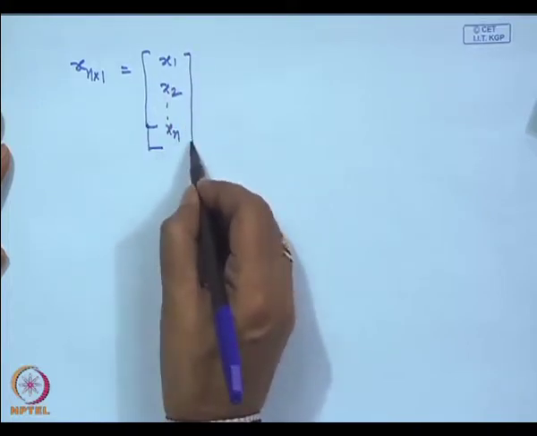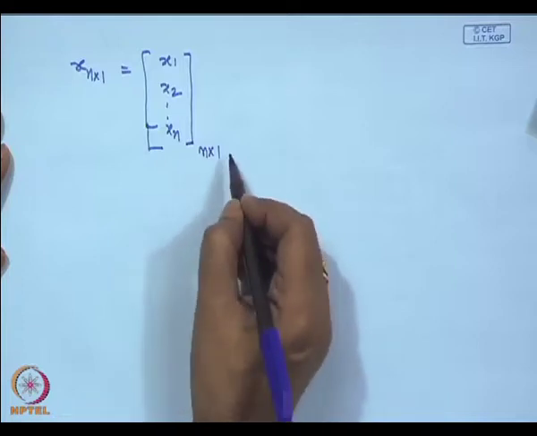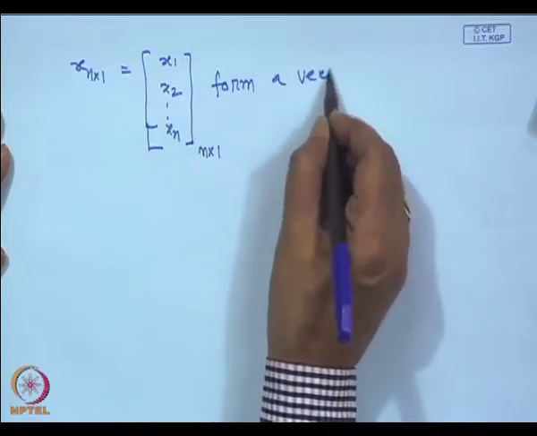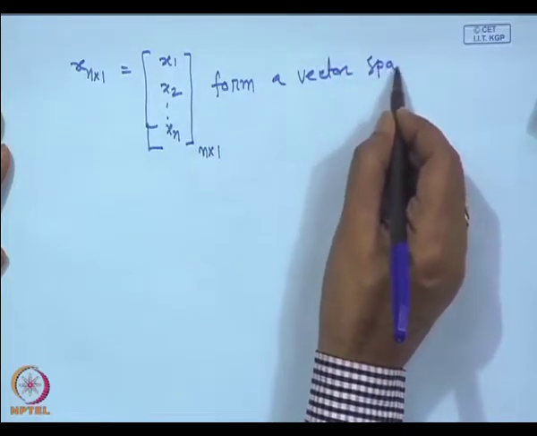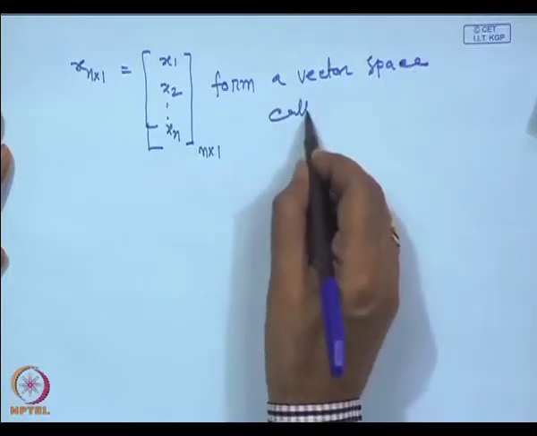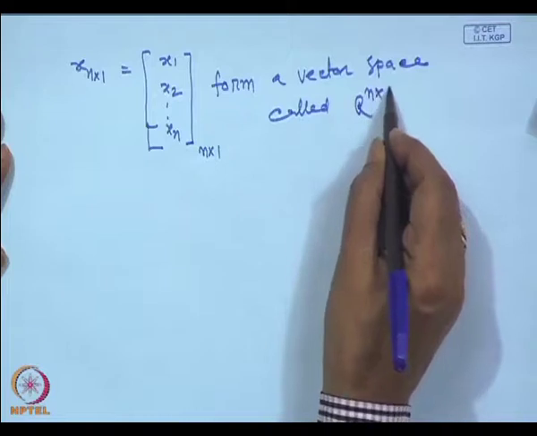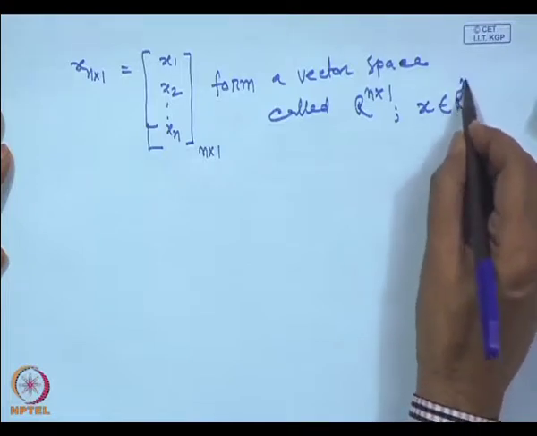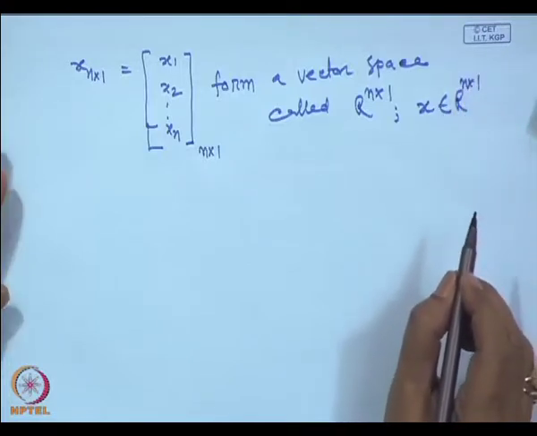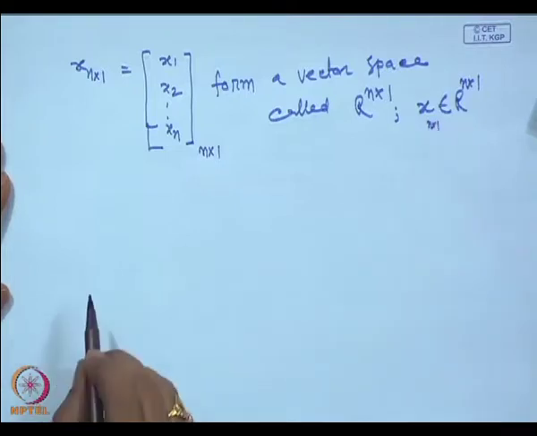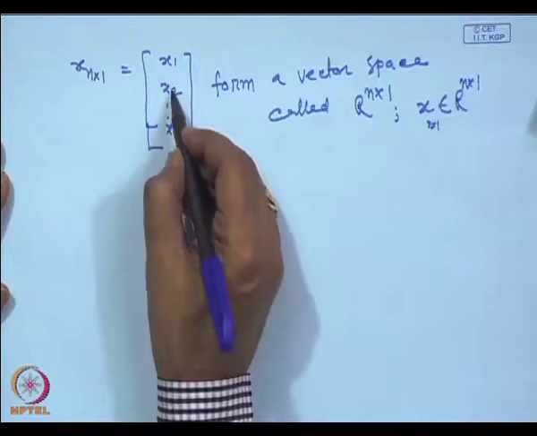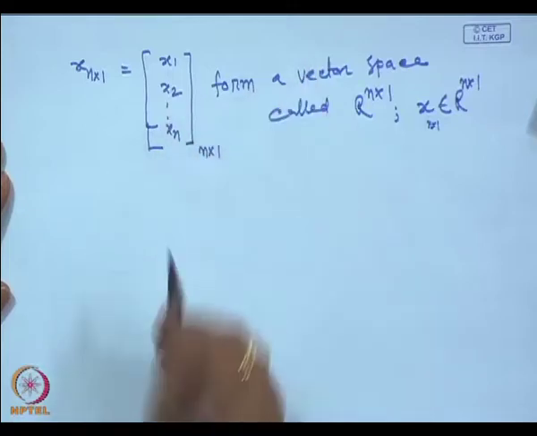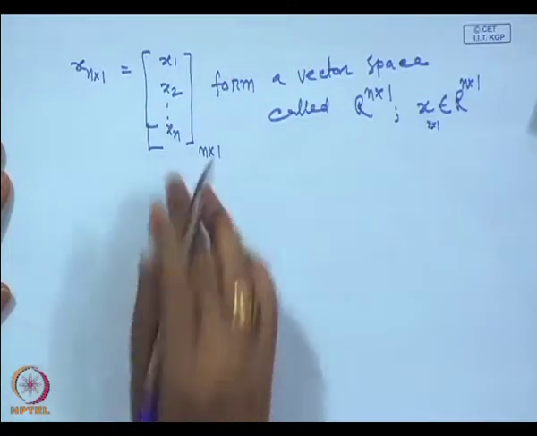So, this is a vector of dimension n cross 1, n rows and 1 column, and this forms a vector space called R n cross 1. That means we can write x belongs to vector space R n, dimension n cross 1. Okay? So, now these are the elements of this vector, x 1, x 2, and so on, which are constants for the time being.